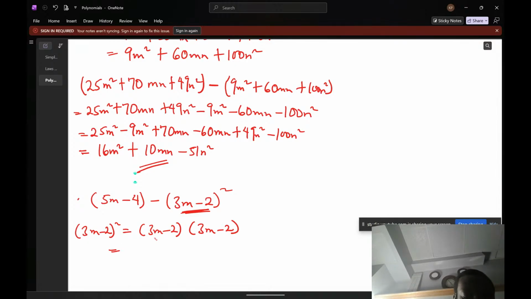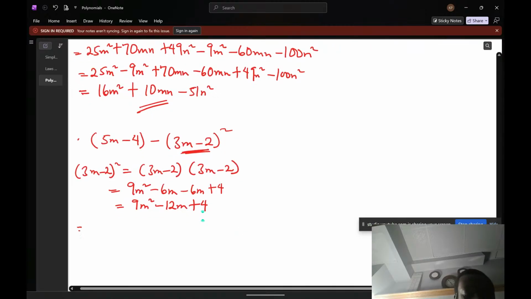Okay, 3m times 3m is 9m squared. 3m times minus 2 is minus 6m. Minus 2 times 3m is minus 6m. Minus 2 times minus 2 is plus 4. So that is equal to 9m squared minus 12m plus 4.